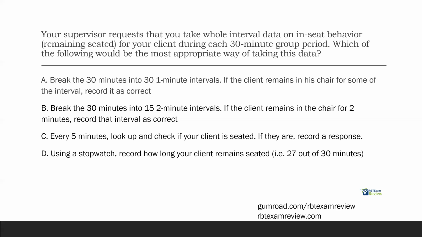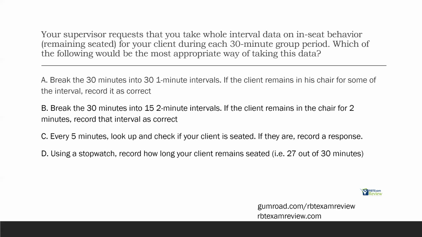A is out, okay? B, break the 30 minutes into 15 2-minute intervals. If the client remains in the chair for 2 minutes, record that interval as correct. Okay, so how long does the client have to stay in the chair? 2 minutes, our interval is 2 minutes. The client must remain in the chair for that whole interval. B looks really good, right? We have intervals, we have whole interval data, right? 2 minutes for 2-minute intervals. B looks really good. Read all of your answer choices. Is there a better answer?